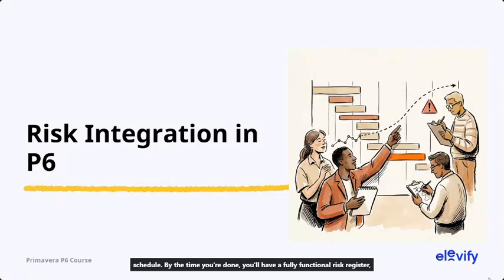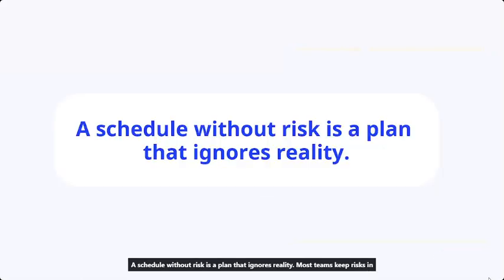By the time you're done, you'll have a fully functional risk register, risks assigned to specific activities, probability and impact scores applied, and response plans documented, all ready to use inside P6. A schedule without risk is a plan that ignores reality. Most teams keep risks in a separate spreadsheet where they never influence the schedule. That disconnect is dangerous. When a risk materializes, the team scrambles because the schedule was never built to absorb it.